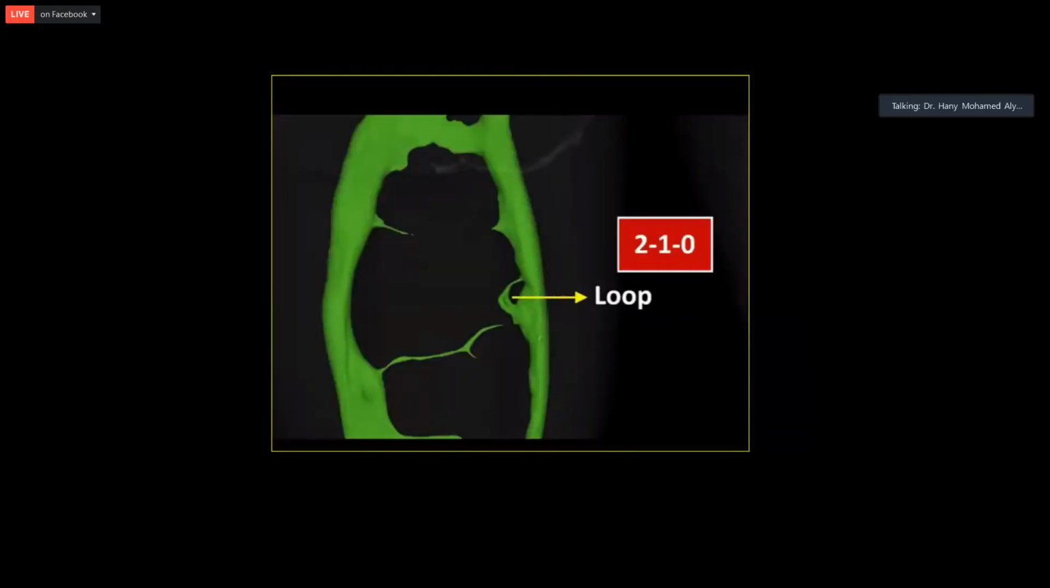Also, there is another type, which is the loop accessory canal. Loop accessory canal means a small branching from the main canal and then returning back again to the main canal. It's called loop canal, and with the new system of canal morphology, it is coded as 210. 210 means that there are two orifices joining into one, but there is no apical foramen. Very complicated.